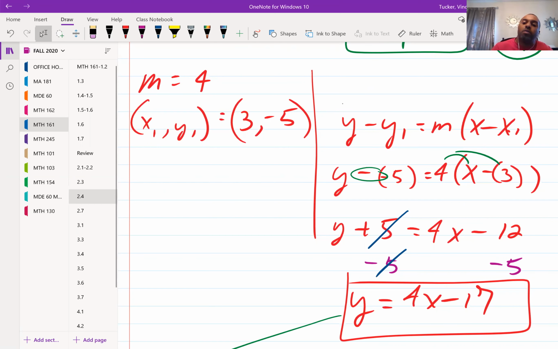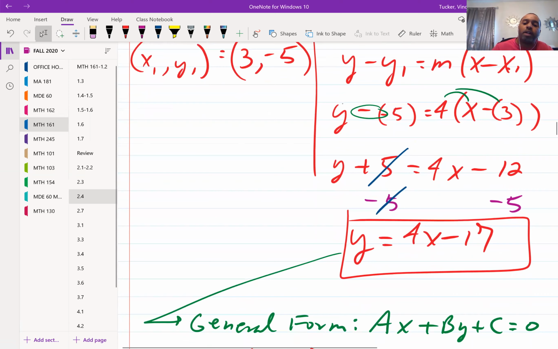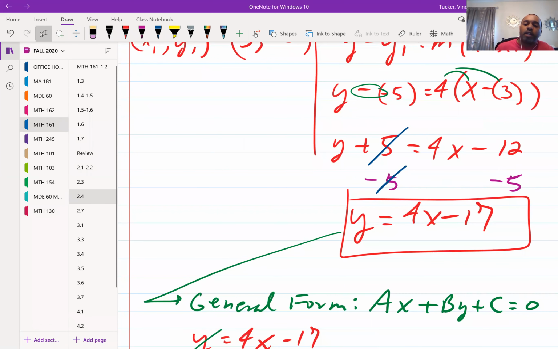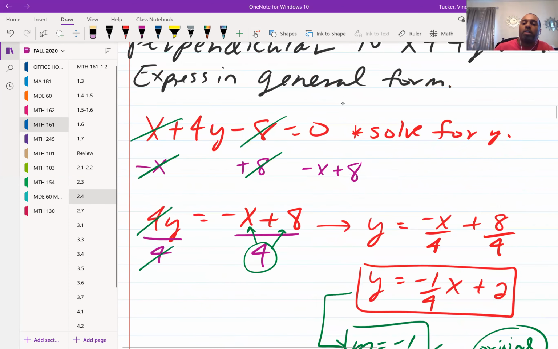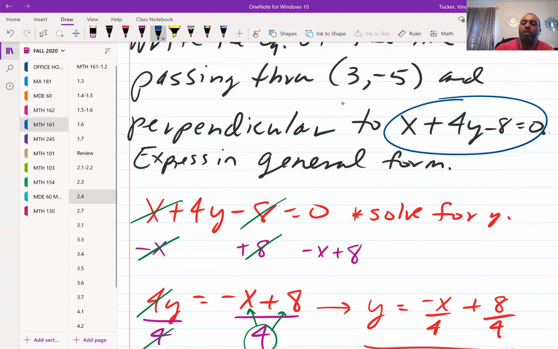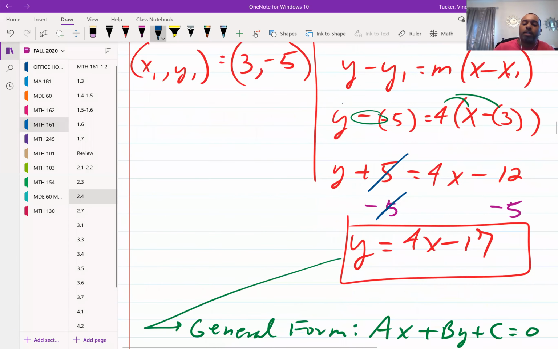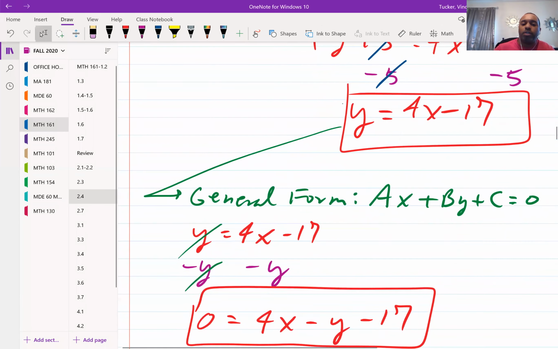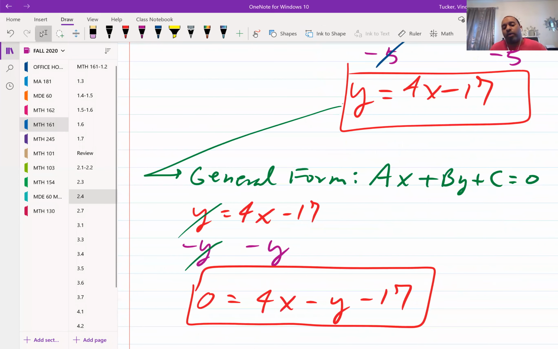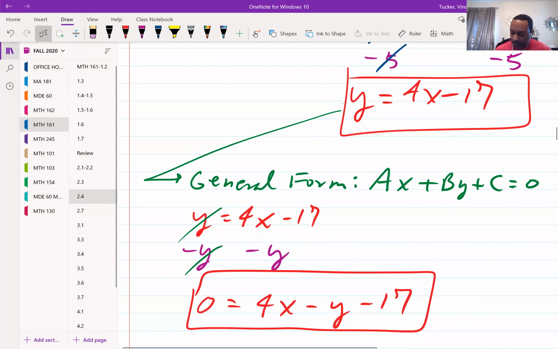All right, so remember it asks us to put our answer in general form. That's ax plus by plus c equal to 0. If you go back to the original, they actually gave us that original problem in general form. Just every term needs to be on one side and set equal to 0 basically. So I subtracted y from both sides, and that'll be 0 equal to 4x minus y minus 17.